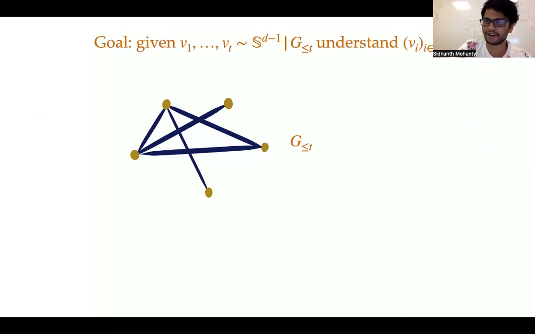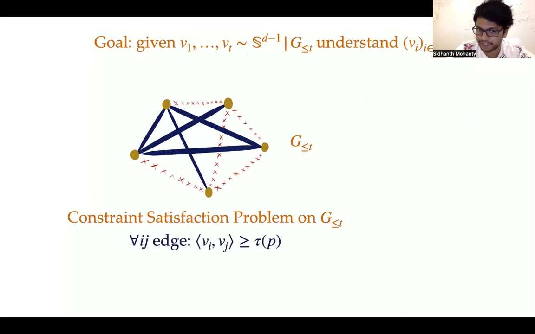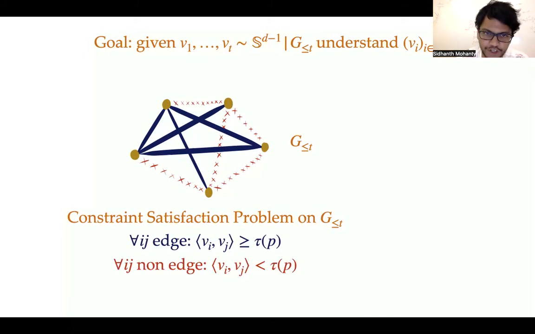Okay, let's restate our goal. Given V1 through Vt, our goal is to understand Vi for i not in the set S. We can view this as a constraint satisfaction problem that is given to us by the graph G at most T. In particular, for every edge ij, we have the constraint that the inner product Vi dot Vj exceeds tau of p. And for every non-edge, which we've marked as one of these cross edges, Vi dot Vj must be less than tau of p.